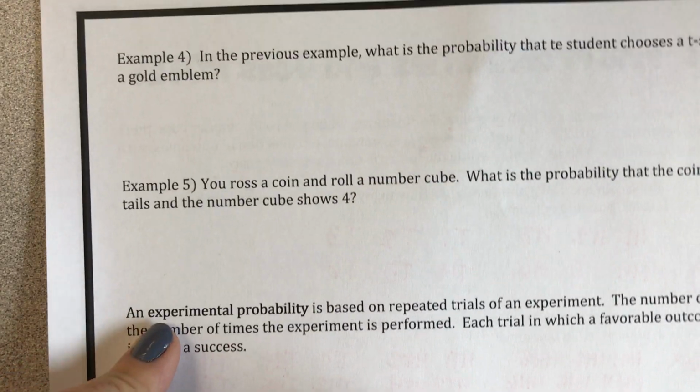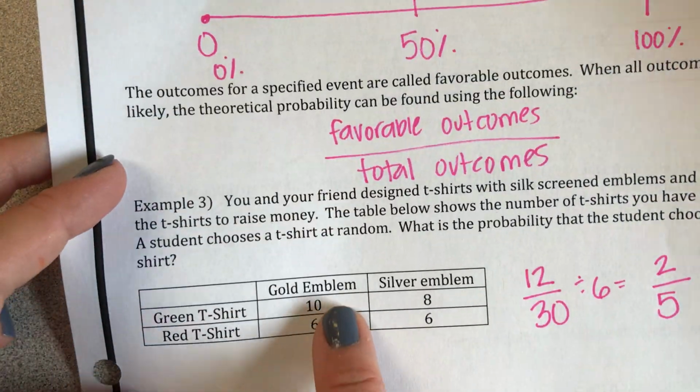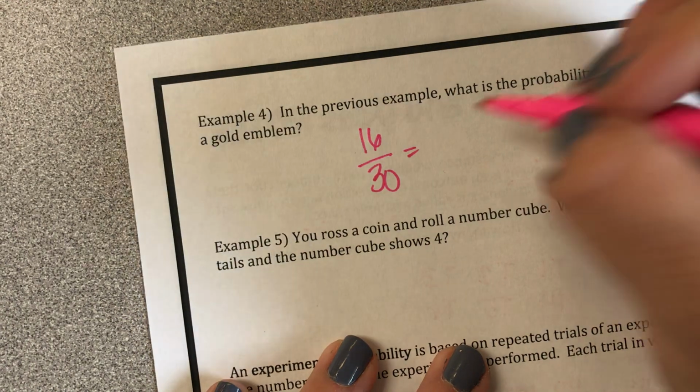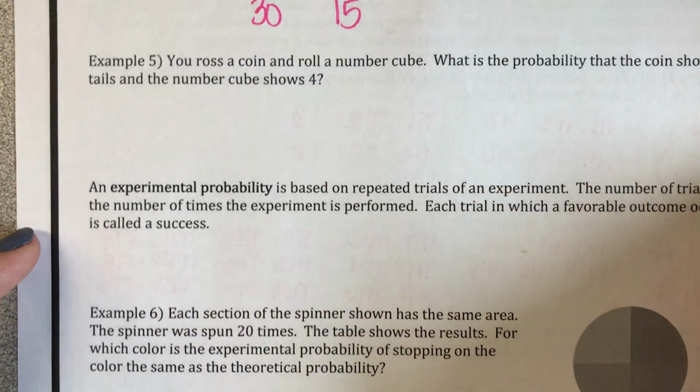Okay, and then on to the back, number 4, in the previous example, what is the probability that the student chooses a t-shirt with a gold emblem? So gold emblem, 10 and 6 would be 16 out of 30. Those are both divisible by 2, 8 out of 15.